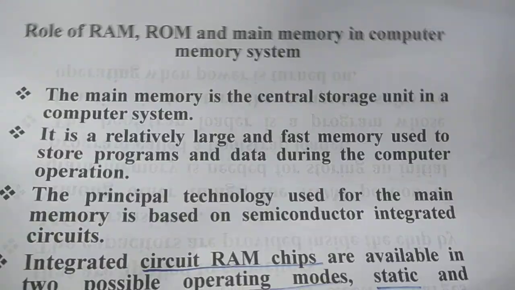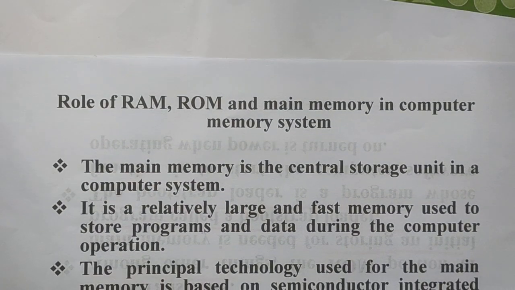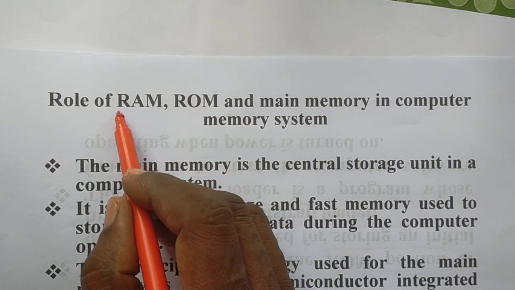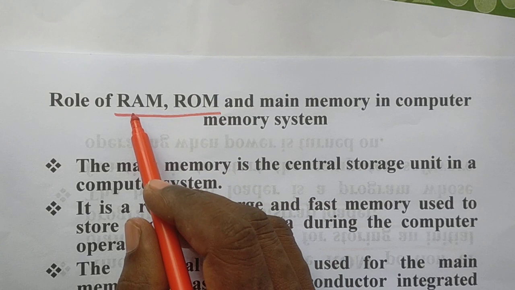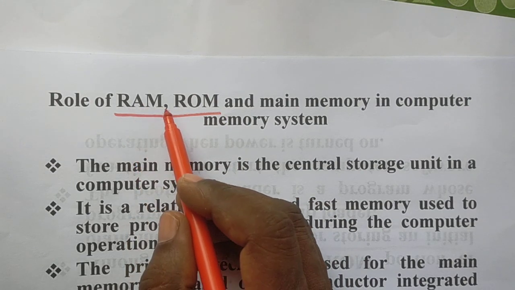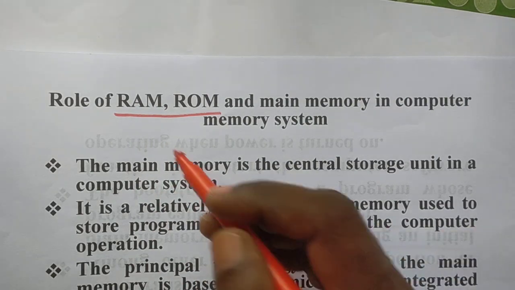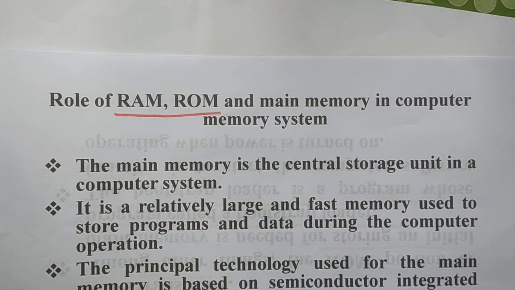If we go through RAM and ROM, RAM is random access memory. It is mentioned in a very simple way: RAM and ROM. The concept of RAM is random access memory, randomly accessing the memory. ROM is read-only memory. That means the data is there, and we just read the data or programs.